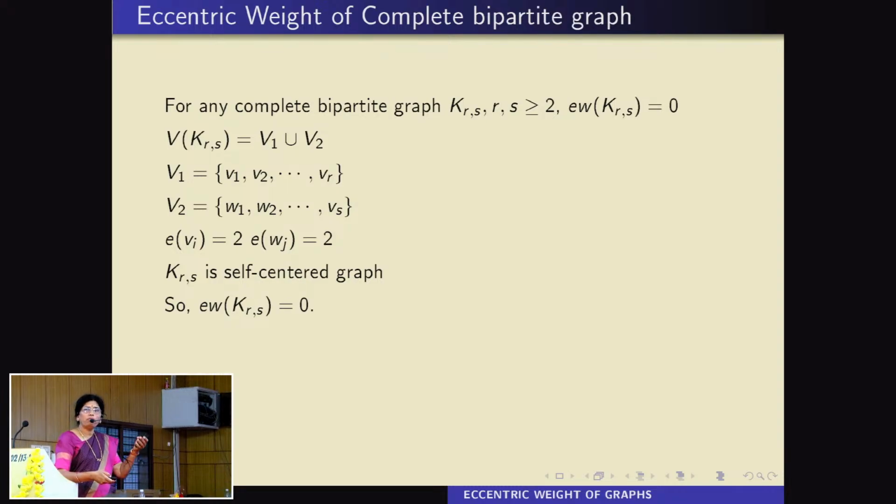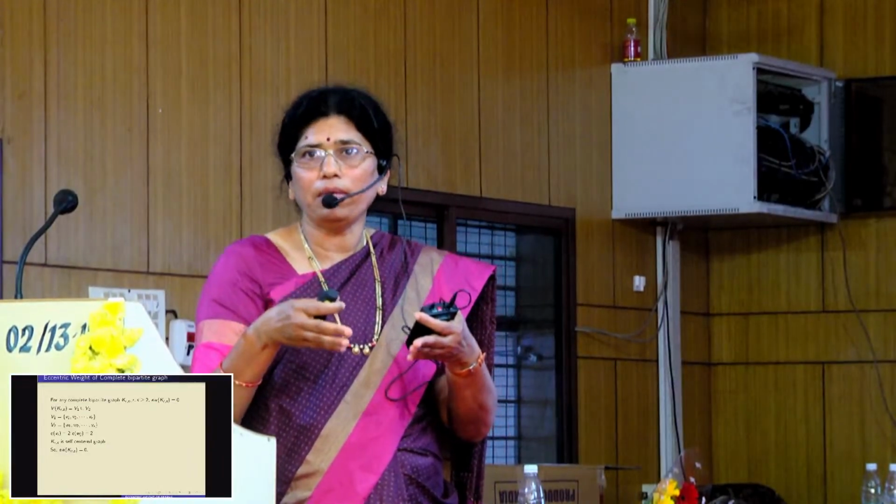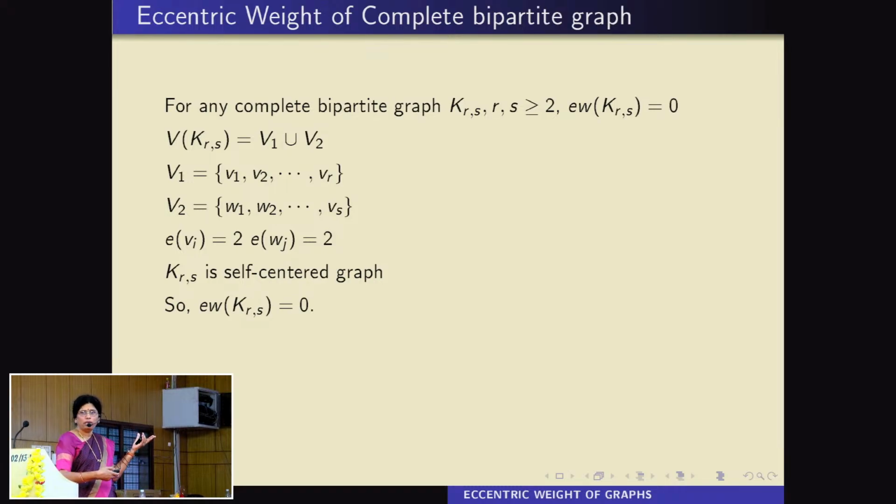So the eccentric weight of that graph is equal to 0. Hence the eccentric weight of G depends on the edges of G other than those joined by the central vertex. We are getting it as 2 into 2K1, right? It's a totally disconnected graph, but its eccentric weight is not equal to m.